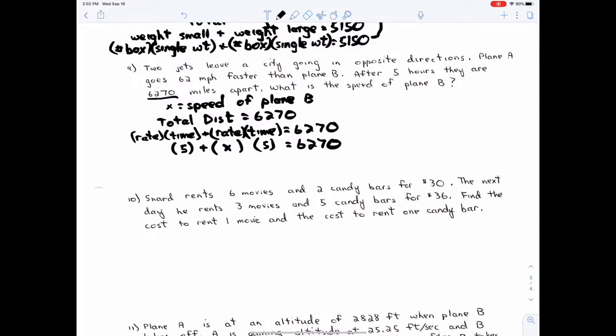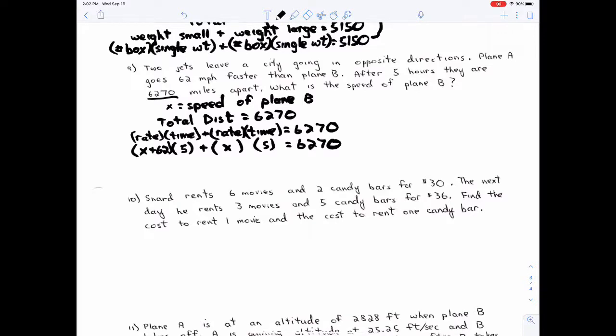So two jets leaving the city going opposite directions. A goes 62 faster than B, so that's x plus 62. Again, we could have defined that, just unnecessary. Now, what could you do with this equation to make your life a little easier? Divide everything by 5. All right.